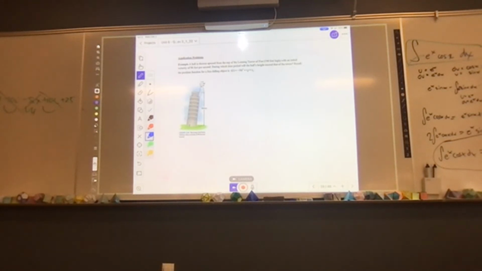Let's interpret the information. You've been given a picture. A ball is thrown upward from the top of the Leaning Tower of Pisa. So somebody's standing here, they're throwing a ball and it comes up and then it goes back down. We know the height of the Leaning Tower of Pisa. So when I'm standing on top of here, I'm 190 feet off the ground. Now, it gives us some other information.